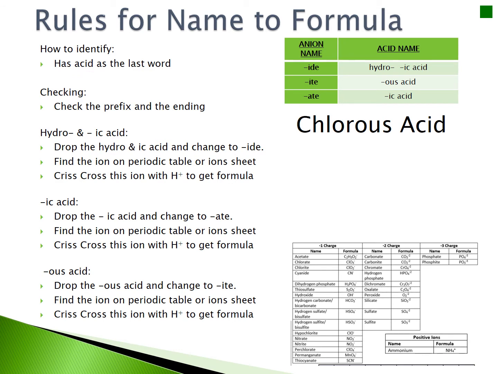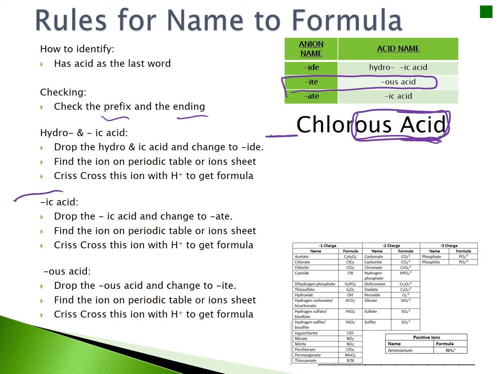Okay, so the next one. I see the word acid, so I know I'm going to have to name it as an acid. Now I'm going to check the prefix and the ending. I do not see a prefix in this case, so I'm just going to look at the ending, which is ous acid. Looking at ous acid, it's this part of the table, down here. What it first says to do is drop the ous acid and change it to ite. So instead of chlorous acid, it's going to be chlorite.